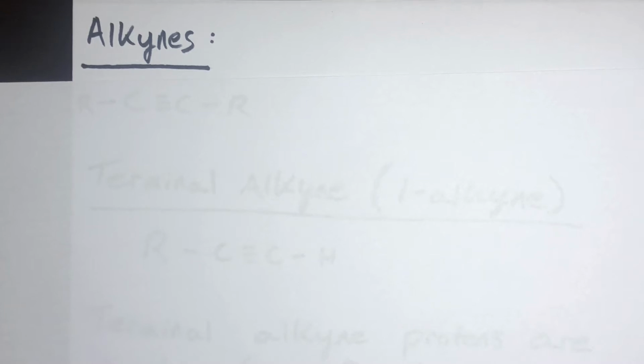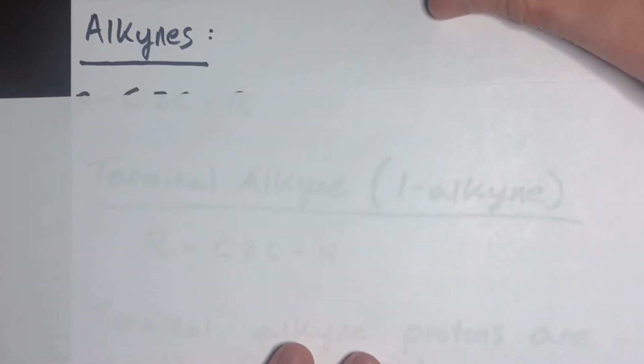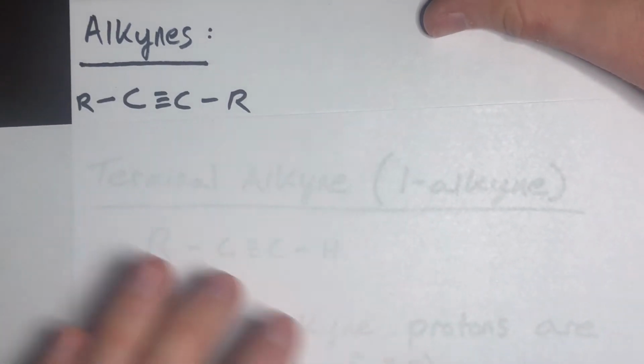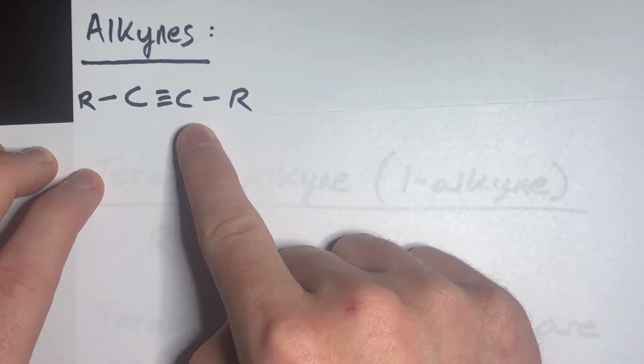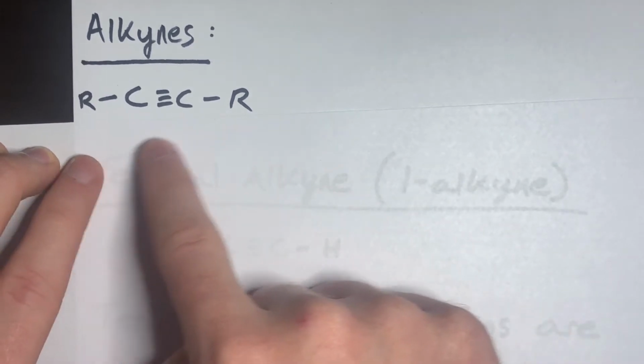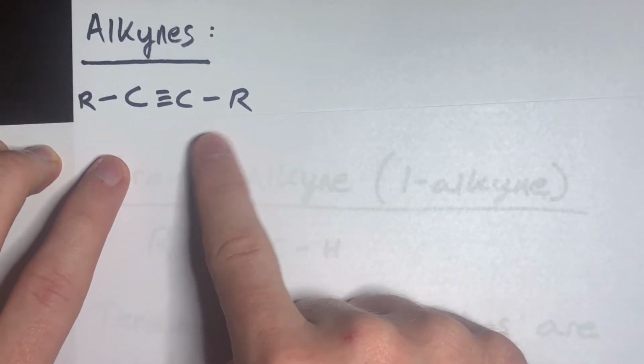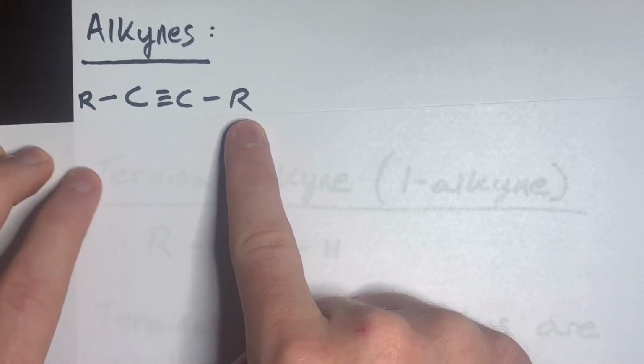In this video, we will look at the acidity of alkynes. Just as a brief review, recall that an alkyne has a carbon-carbon triple bond, and then it can have hydrogens on either side of the alkyne, or it can have other alkyl groups that I'm representing generically as R.